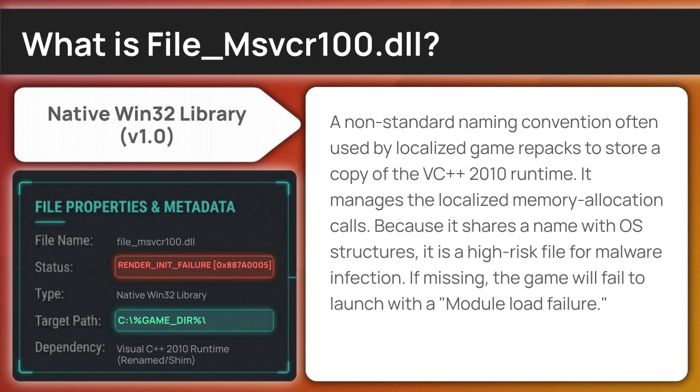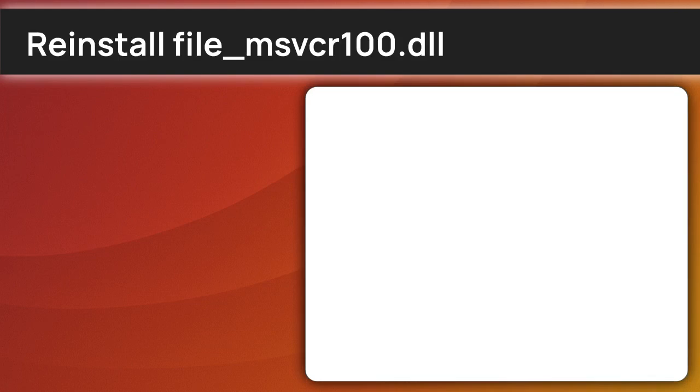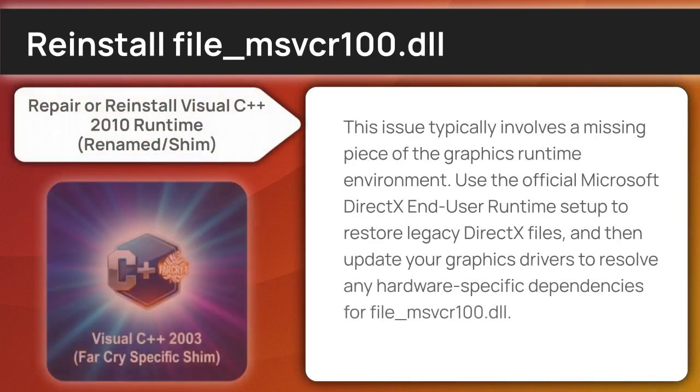Now that you know how the file works, let's focus on the how and fix the issue. This issue typically involves a missing piece of the graphics runtime environment. Use the official Microsoft DirectX end-user runtime setup to restore legacy DirectX files, and then update your graphics drivers to resolve any hardware-specific dependencies for file Microsoft Visual C++ Runtime 100 DLL.